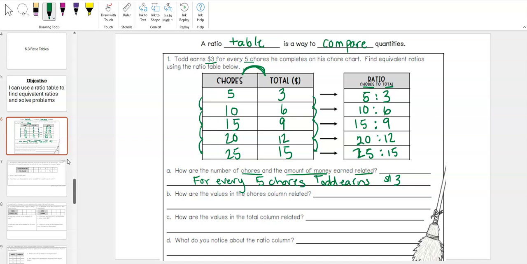All right, how are the values in the chores column related? Well, we already said that we skip counted by 5, but to make it more mathematical, we are increasing the value by 5. So the chores is increasing by 5, and the values in the total column are increasing by 3. And then we're going to look at this ratio column. So we're going to ask ourselves, what do we notice about the ratio column? And what you should notice is that each of these ratios that we wrote out are equivalent.